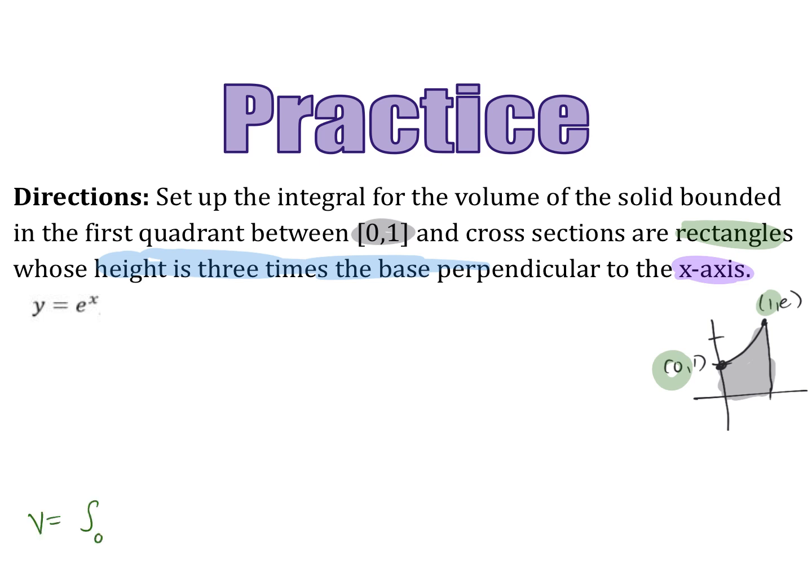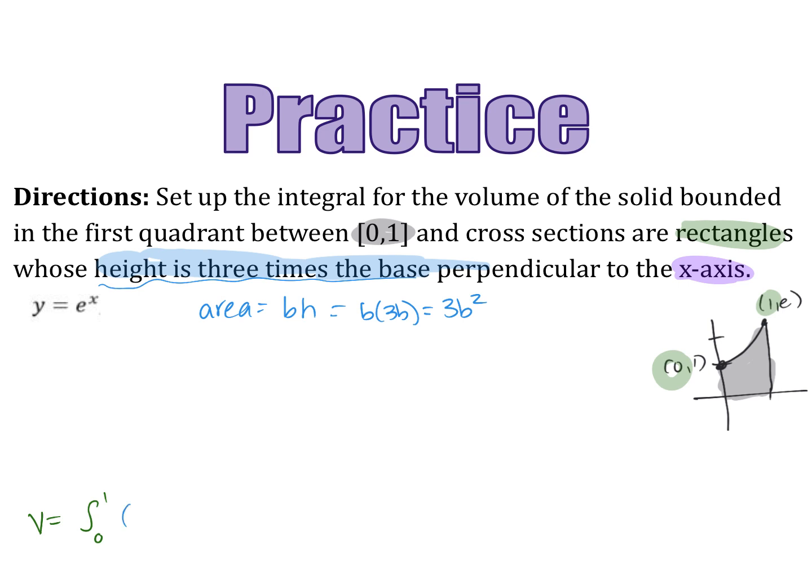The bounds are going to go from 0 to 1, and now we just need to find the area, and we need to integrate that with respect to x. So the area of this particular rectangle is the base times the height. Well, that's the area of every rectangle. This rectangle, we know that the height is 3 times the base. So the base times 3 times the base, or 3 times the base squared.